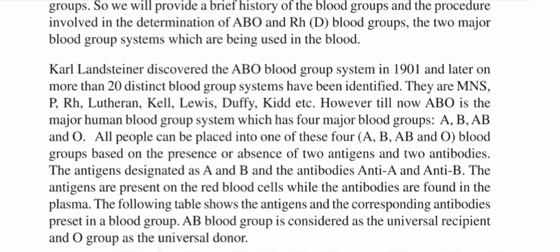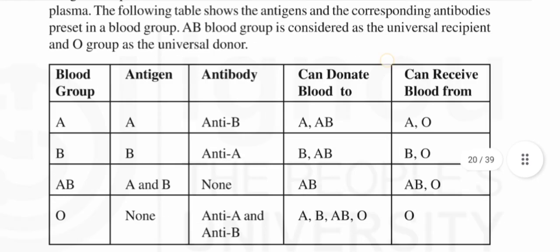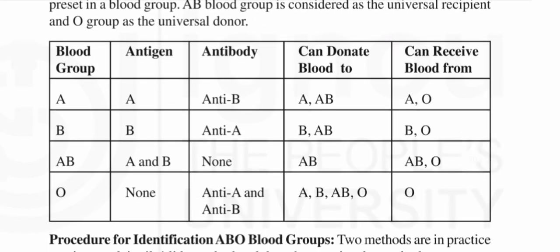The antigens designated as A and B and the antibodies anti-A and anti-B. The antigens are present on the red blood cells while the antibodies are found in the plasma. The following table shows the antigens and the corresponding antibodies present in the blood group. AB blood group is considered as the universal recipient and O blood group as the universal donor. Blood group, antigen, antibody, can donate blood to, and can receive blood from.